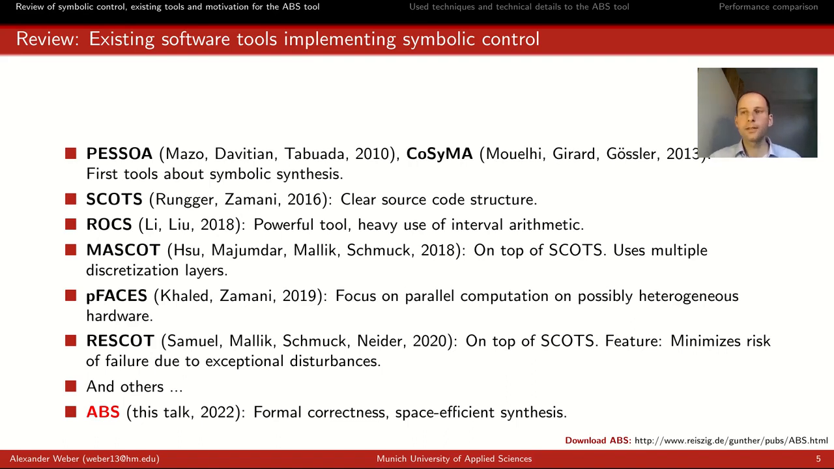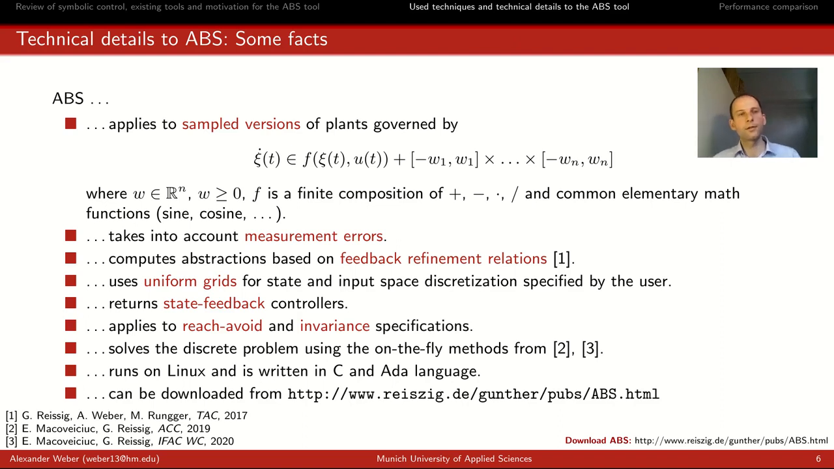Okay, so ABS, to summarize, has the features of being formally correct, so the results are formally correct, and also the algorithms for synthesizing the controller are space efficient in terms of memory requirement during the synthesis. Some more facts about ABS. It applies to sampled versions of plants governed by the differential inclusion shown here. In particular, the right-hand side can be a finite composition of the common elementary math functions, and the right-hand side may also involve some uncertainty.